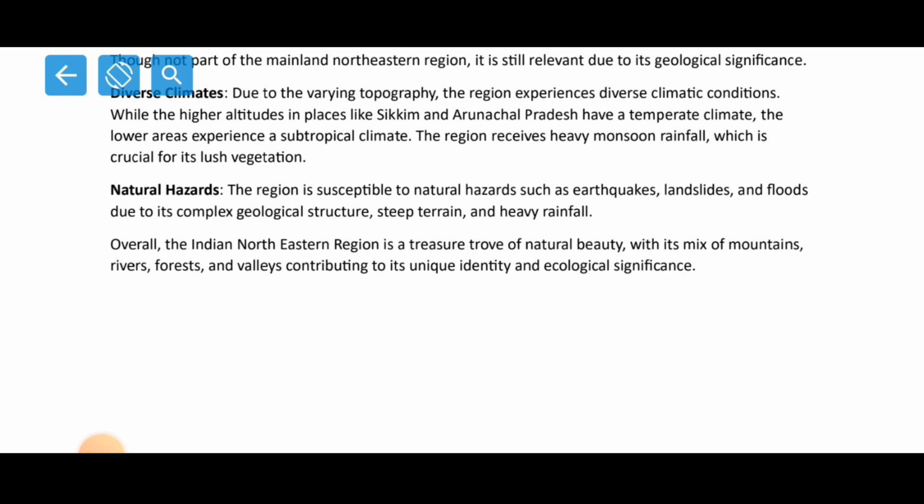So overall, the Indian northeastern state is a treasure trove of natural beauty, with its mix of mountains, rivers, forests, valleys, contributing to its unique identity and ecological significance. Here it says that overall, our northeastern states are a treasure. Why is it called a treasure? Because it is directly connected to nature in its mixed form, like the mountains, the valleys, the rivers, the forests, the mountain ranges, the plateaus, the lakes, the caves. So we have everything we need. We do not need to go out of the state, or out of the northeast, in order to experience all these.